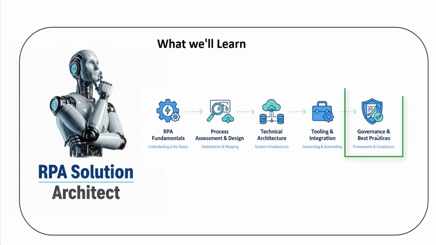Next one, governance and best practices. As part of this course, we will establish a Center of Excellence COE framework, define coding standards, and ensure our automation pipeline is efficient and secure.